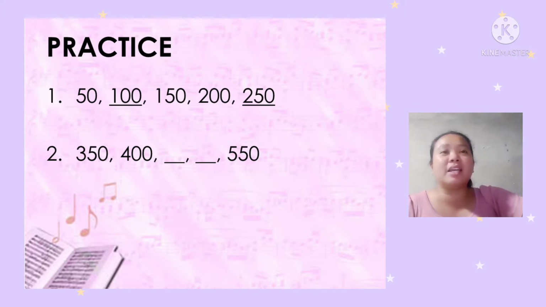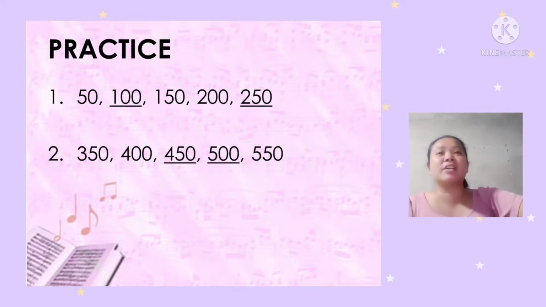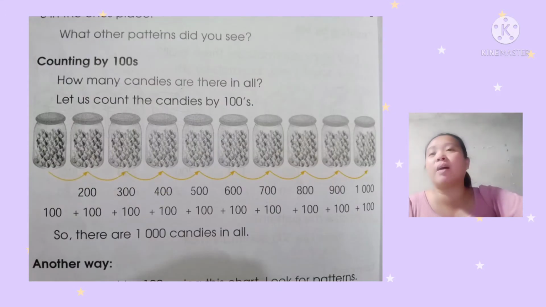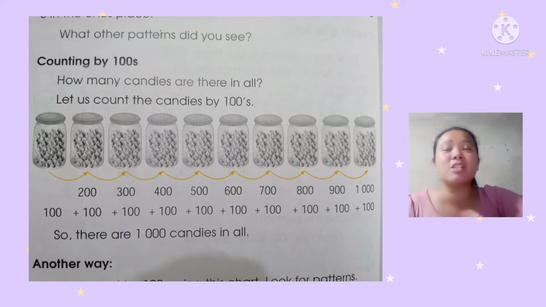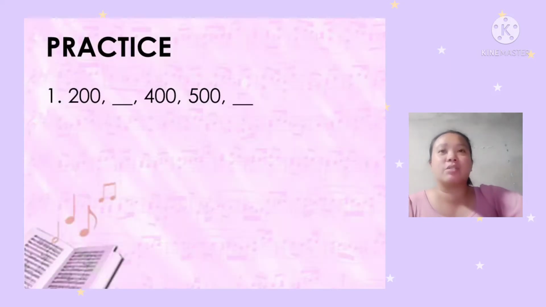That's right. What about here? Correct. The answer is 450, then 500. Okay? Now, let's go to our 100s. Skip count by hundreds. We have 100, 200, 300, 400, 500, 600, 700, 800, 900, and the last is 1,000.